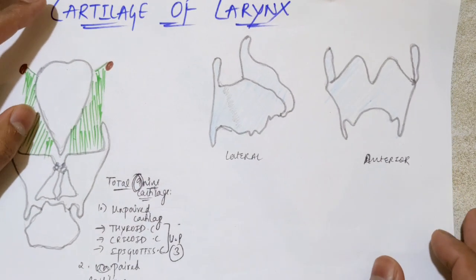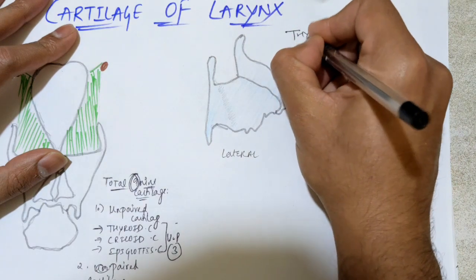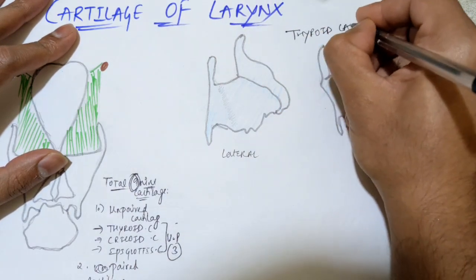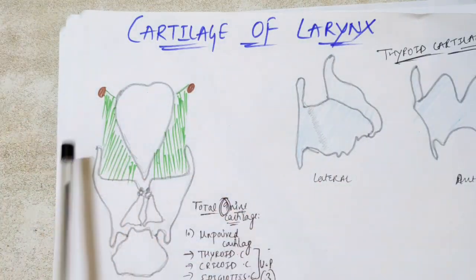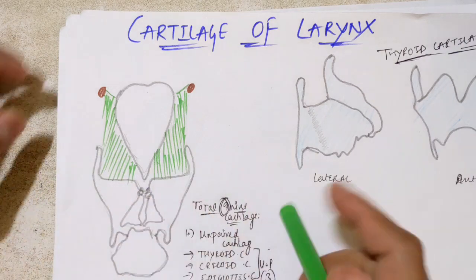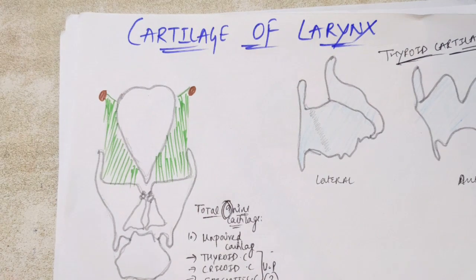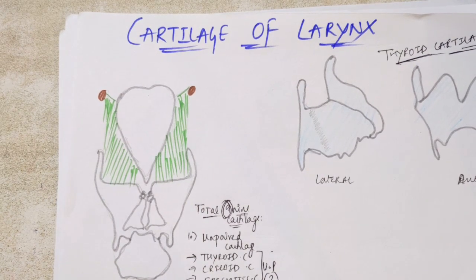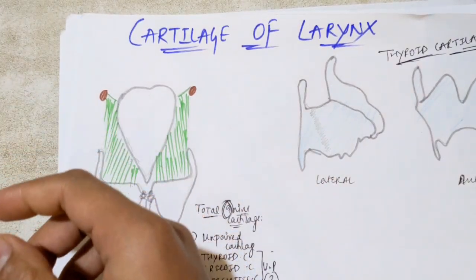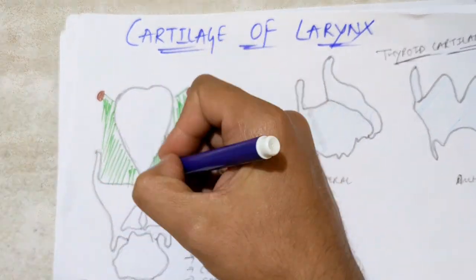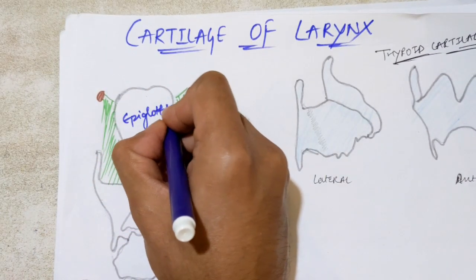Now we'll be moving on to the specific cartilage. First we'll be discussing thyroid cartilage. And this diagram you can see here. This is the basic posterior view actually, the posterior view of larynx. Posteriorly we can see different cartilage here. This is your epiglottis. It's leaf shaped actually. This is your epiglottis, single, unpaired.